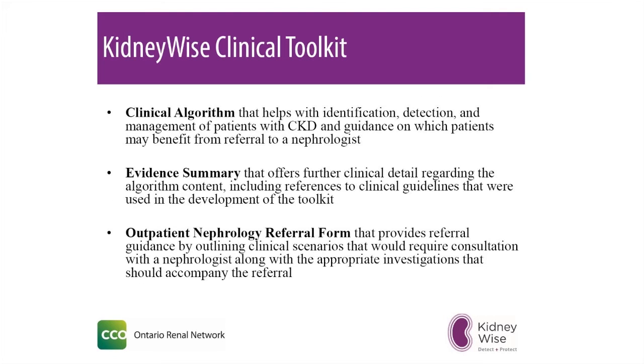This next slide outlines the various components of the KidneyWise Clinical Toolkit for primary care. The first part of the toolkit consists of a clinical algorithm that helps with the identification, detection, and management of patients with chronic kidney disease, and it also guides which patients may benefit from referral to a nephrologist. I will be going through this algorithm in detail in the next few slides. There is also an evidence summary that offers further clinical details regarding the algorithm content, including references to clinical guidelines that were used in the development of the toolkit. This evidence summary is available online and can be read in detail after you finish watching this presentation.